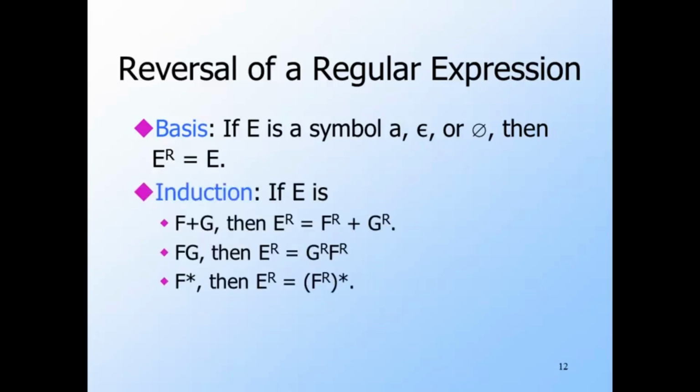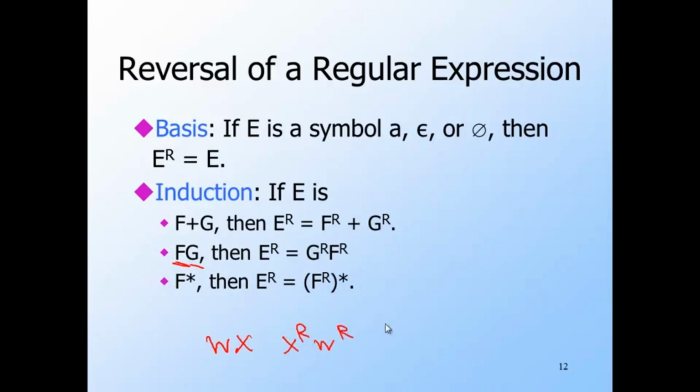The induction consists of the three operators for regular expressions. For union, it is easy. You just reverse the expressions for the two parts of the union. Concatenation is a little trickier. To reverse a string WX, where W comes from F, say, and X comes from G, you need to reverse W and reverse X, but then you need to flip the order of the reversed strings. That is, X reversed comes before W reversed.